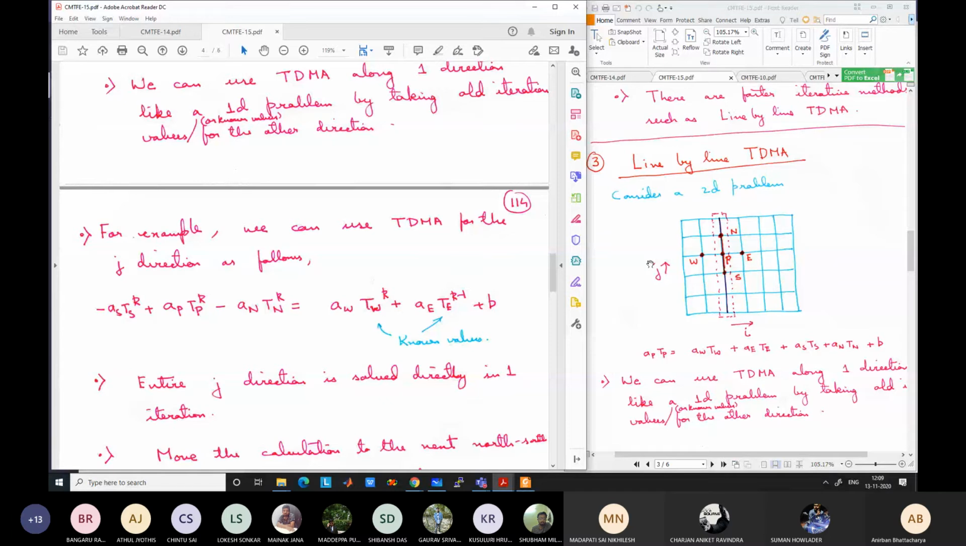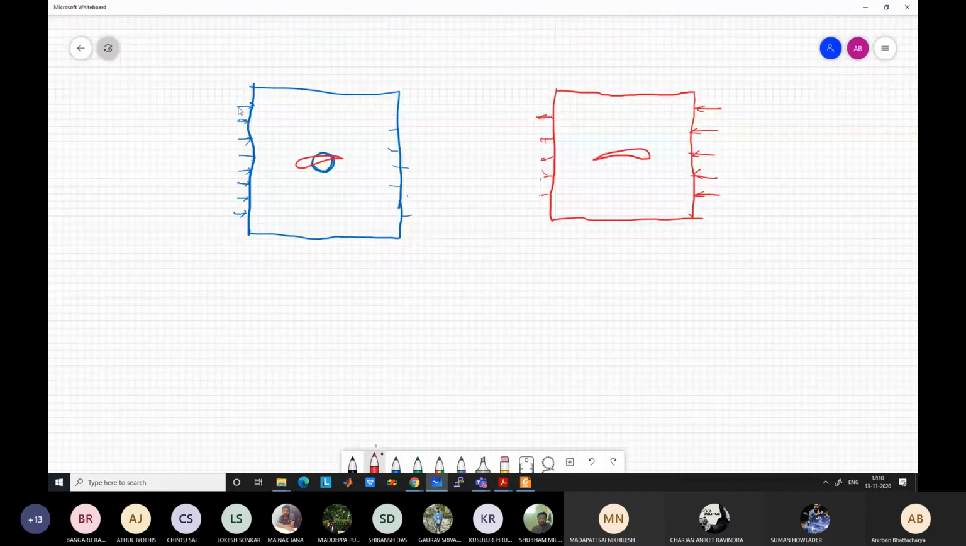Similarly for flow, if there is flow, say it's like a pipe flow problem, or like the aerofoil problem that I was showing, the boundary condition is given to us.